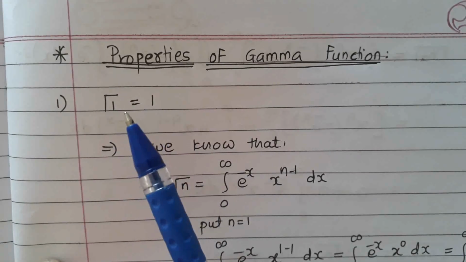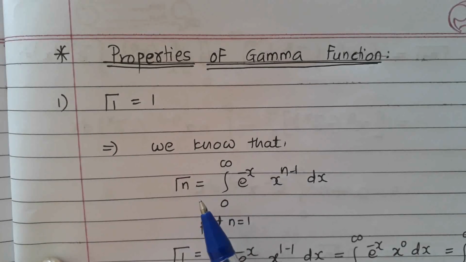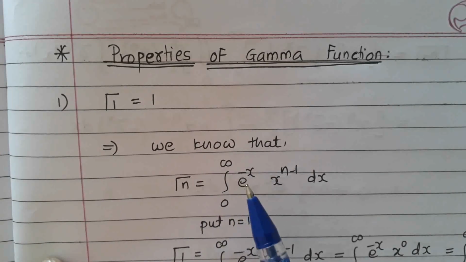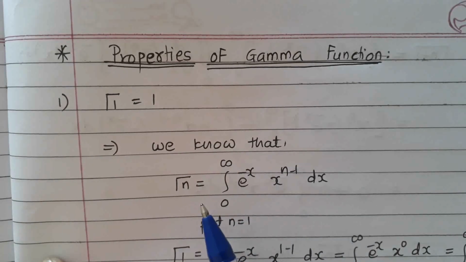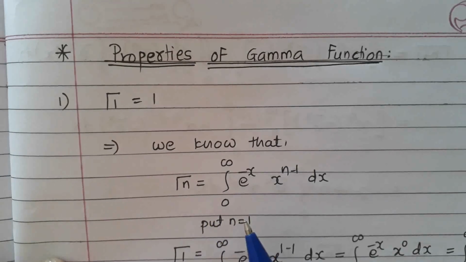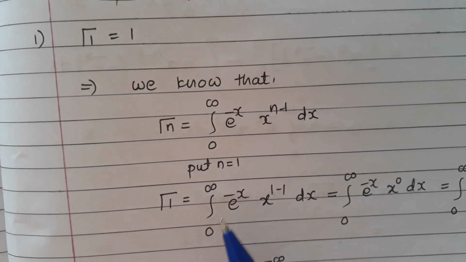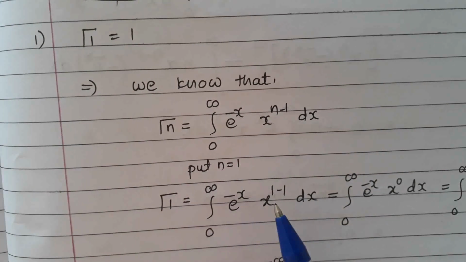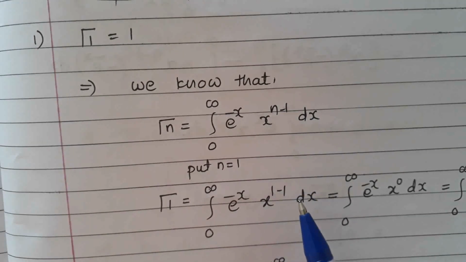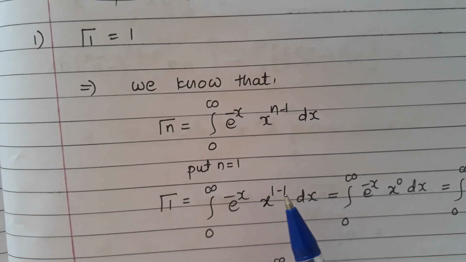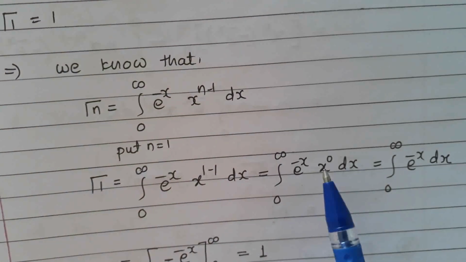To prove this property, we have the basic definition of the gamma function. Gamma n is equal to the integral from 0 to infinity of e raised to minus x, x raised to n minus 1 dx. In LHS and RHS, put n equal to 1. So gamma 1 is equal to the integral from 0 to infinity of e raised to minus x, x raised to 1 minus 1 dx. So x raised to 1 minus 1 becomes x raised to 0, and we know that the value of x raised to 0 is 1.